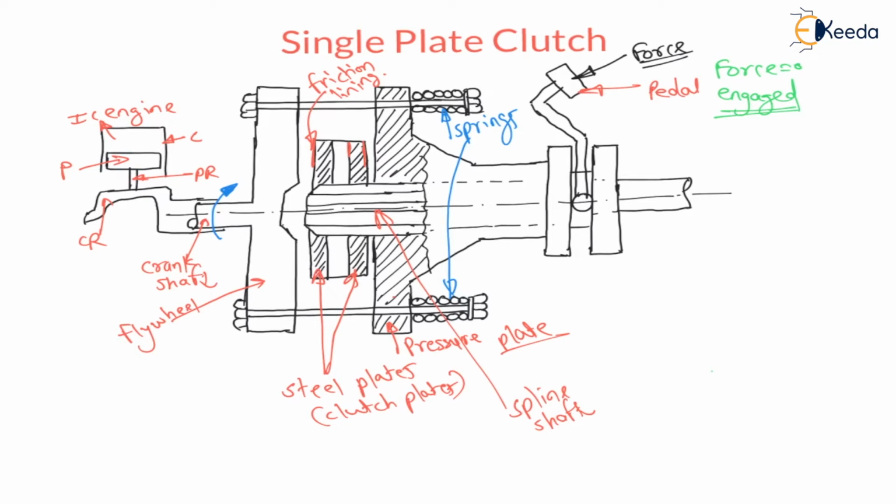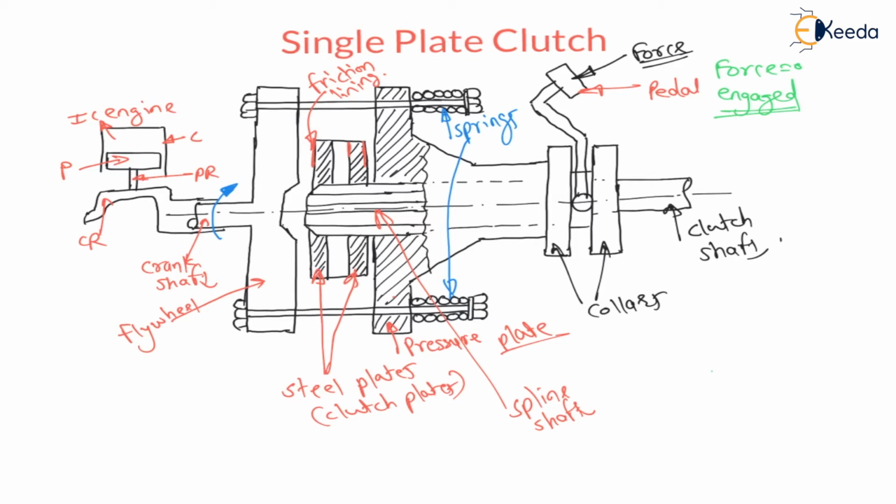Now this pedal is connected between two collars. Here these are the collars, and here again power is transmitted to the clutch shaft. It is the clutch shaft, right. This is a schematic arrangement of the single plate clutch.